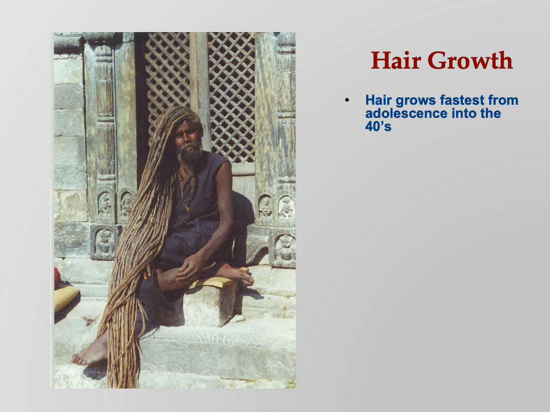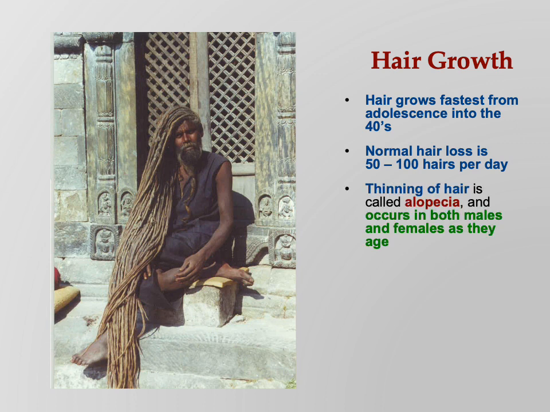Hair grows fastest from adolescence into the 40s. Starts slowing down at that point. Normal hair loss is 50 to 100 hairs per day throughout your life, but you have well over 1 million hairs on your head, so you don't notice it when you're young. You start to notice as you get older. But again, over time, you'll start to notice hair loss.